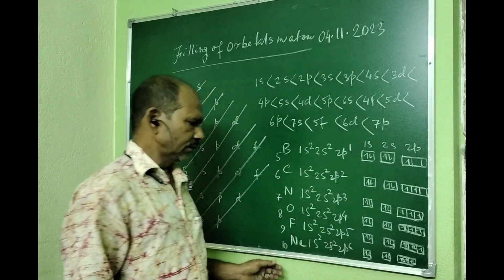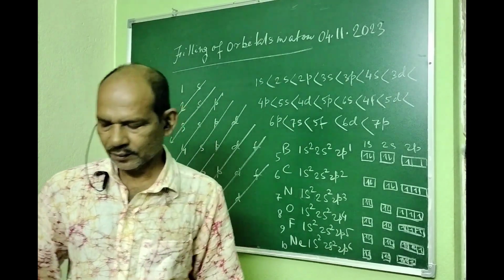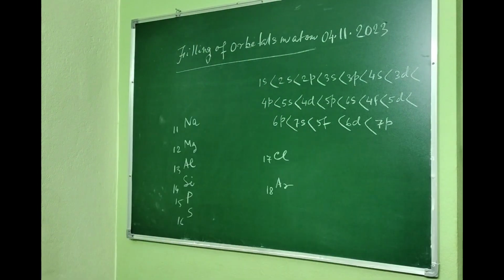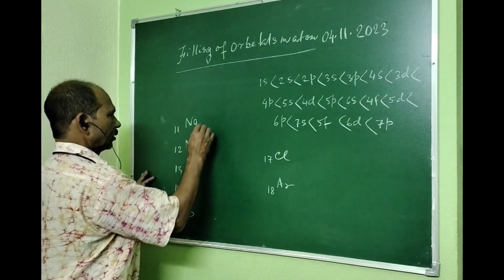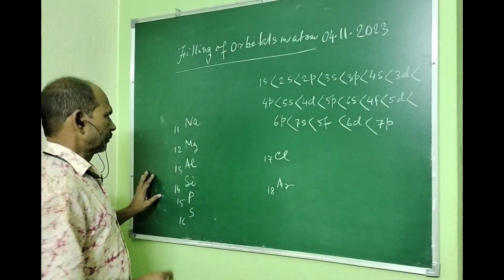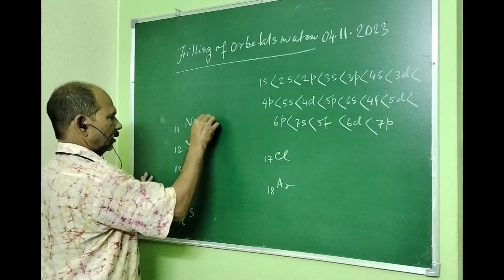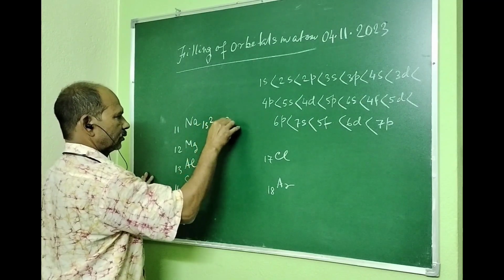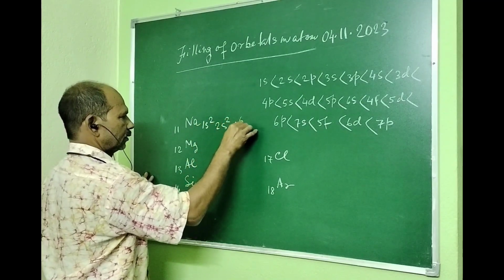In case of neon, all the subshells are completely filled up. Similarly, for sodium 11, the electronic configuration will be according to the above principles, Aufbau principle and Pauli exclusion principle. The electronic configuration will be 1s2, 2s2, 2p6, 3s1.